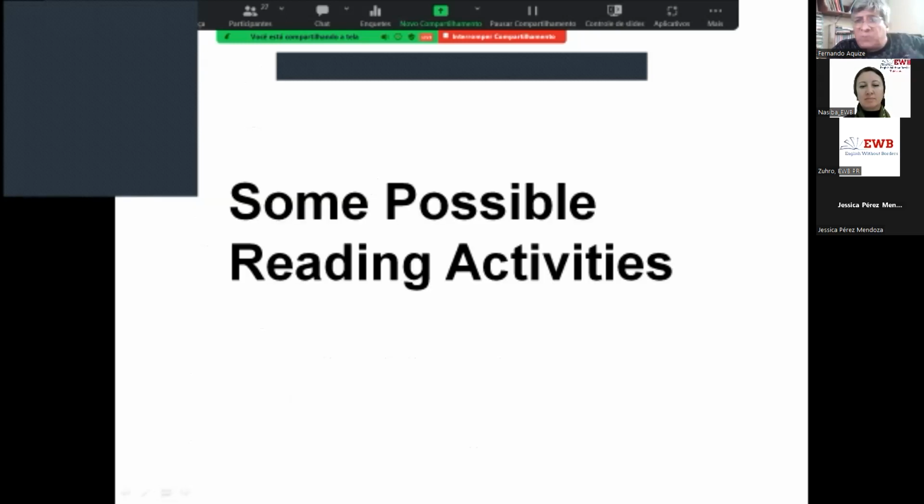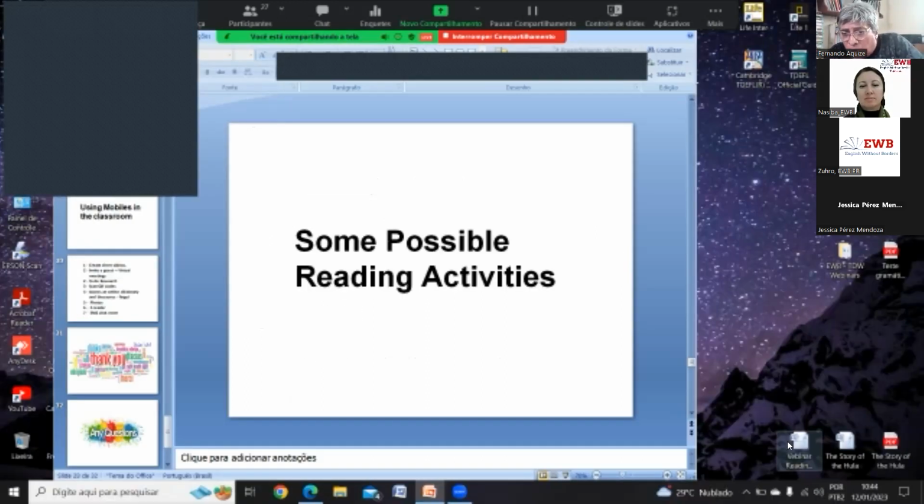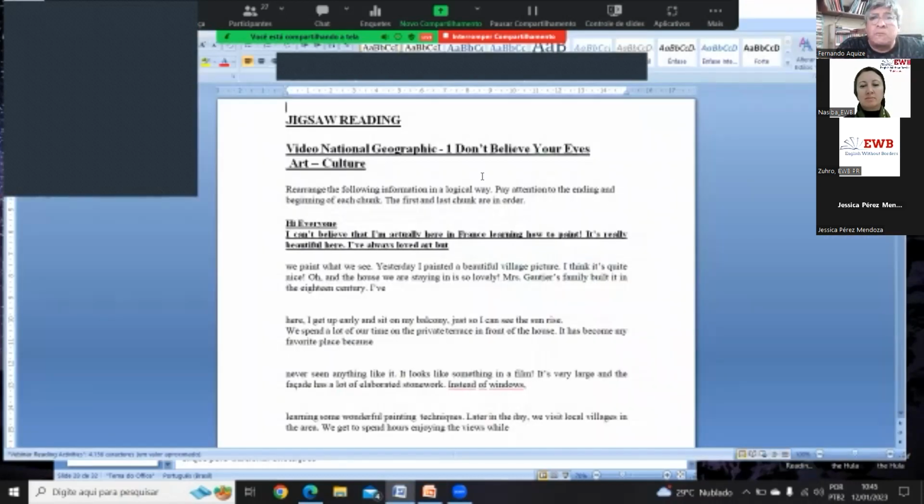Now, what are some possible reading activities that we can use? Let me open my screen here. So we can have jigsaw readings. When you have a jigsaw reading, it's important that you always have the beginning.